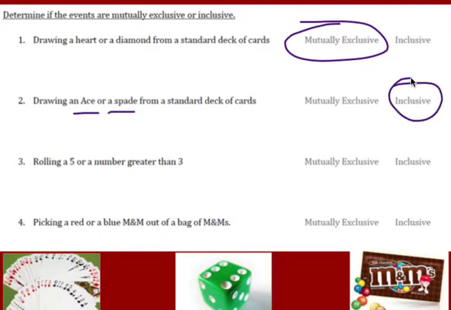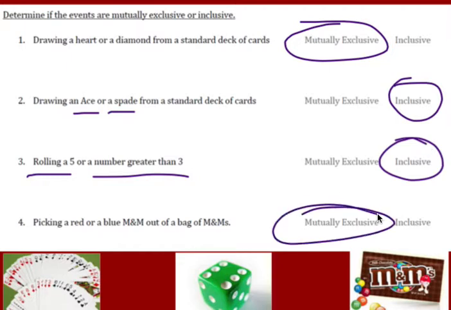So that's inclusive. Rolling a 5 or a number greater than 3. Can you be a 5 and a number greater than 3? Yeah, 5. So that's going to be an inclusive event because it can be both. Picking a red or a blue M&M out of a bag of M&Ms. Can you be a red and a blue M&M? No, you can't. So that's going to be mutually exclusive.